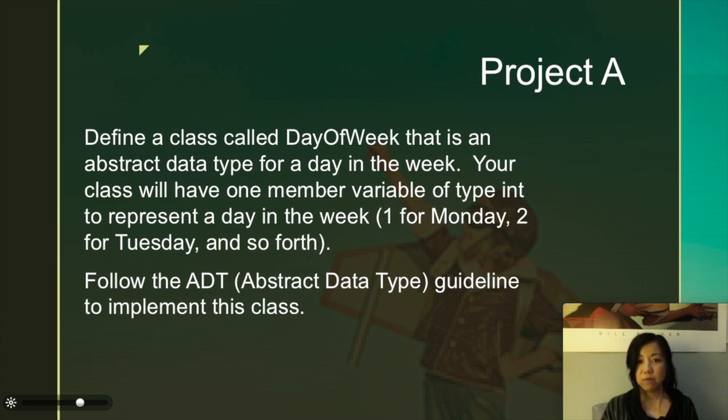Your class will have only one member variable, which is an integer representing a day in the week. So 1 for Monday, 2 for Tuesday, and so 7 is Sunday.